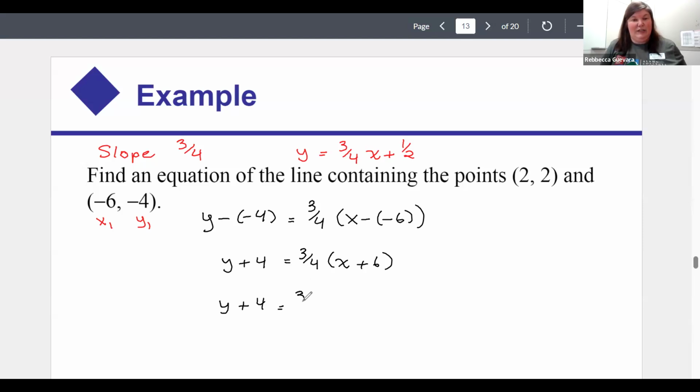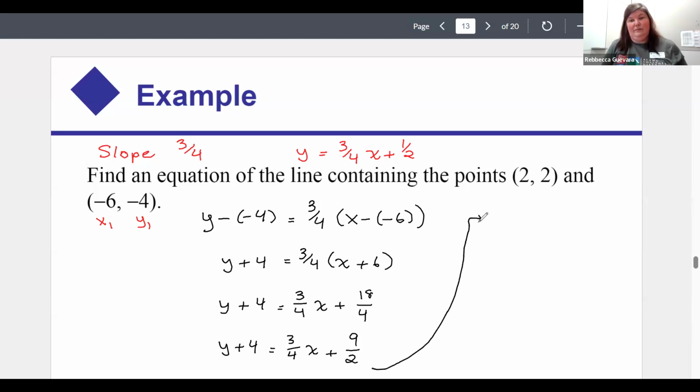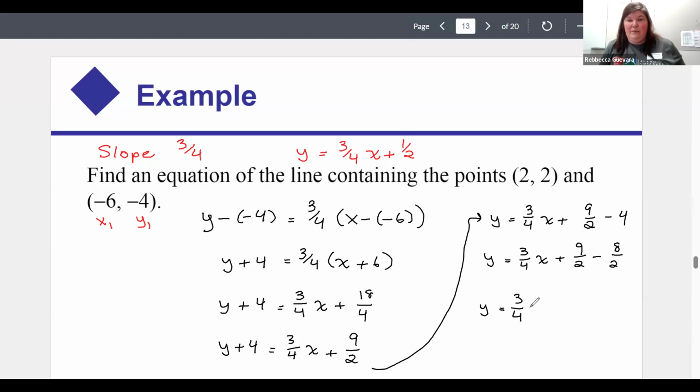So if we multiply this, we get 3/4 x, and 3/4 times 6. So you multiply the 6 to the top, 6 times 3 is going to be 18/4, that can be reduced to 9/2. Now I'm going to subtract that 4 from both sides, so I have 3/4 x plus 9/2 minus 4. So we just need to change the 4 so it has a denominator of 2. So I can change that to 8/2. And if I do that, 9/2 minus 8/2 leaves me with 1/2.